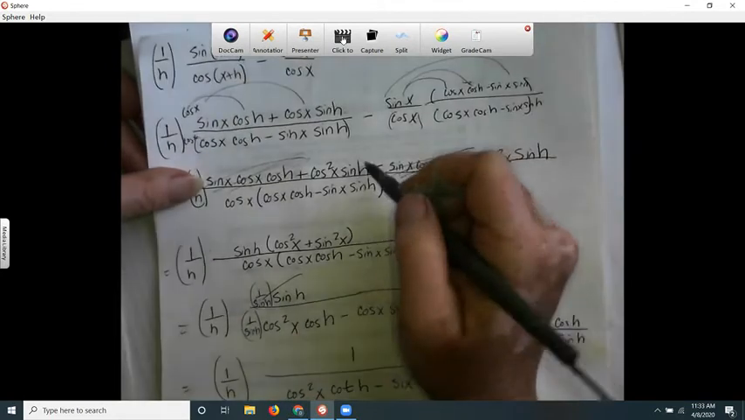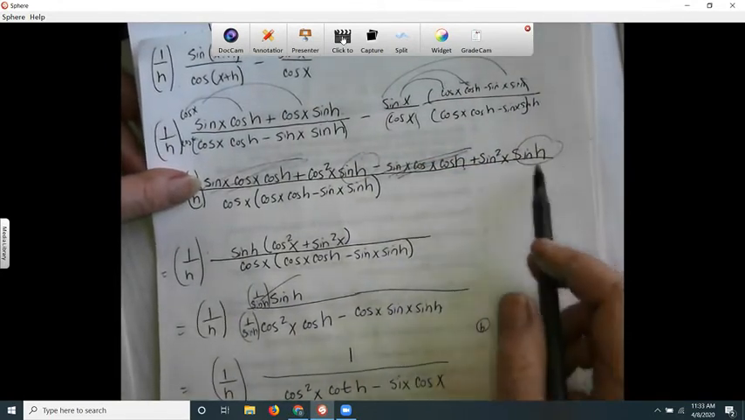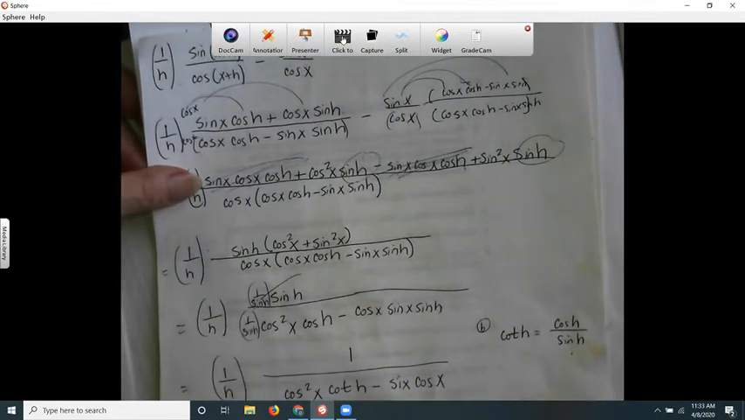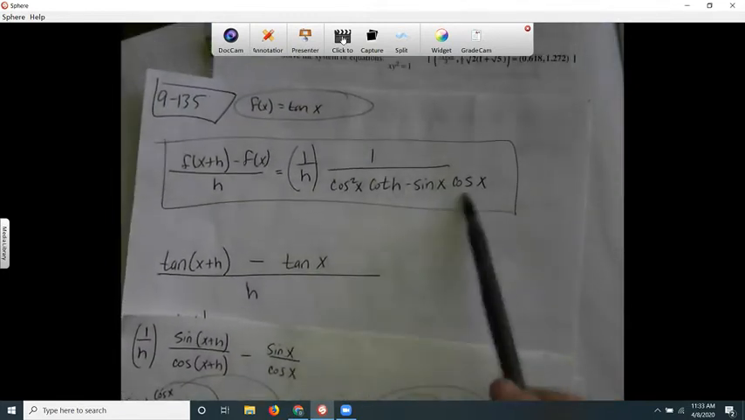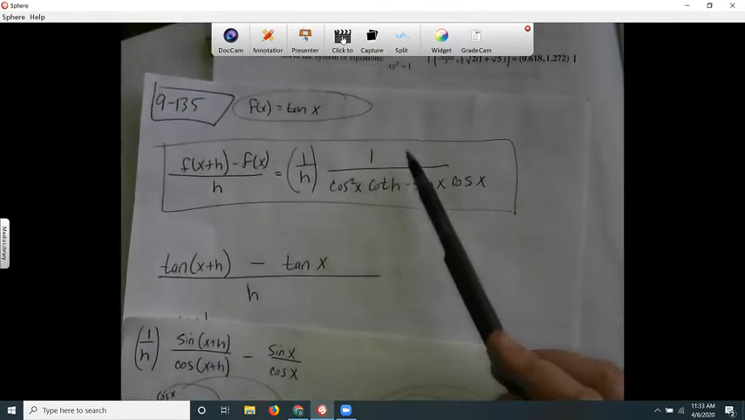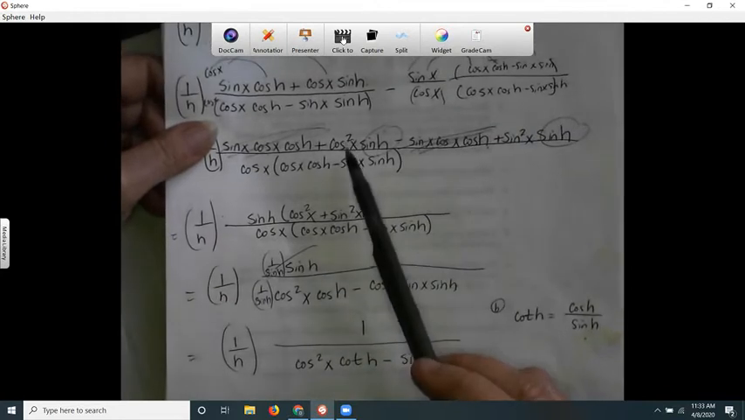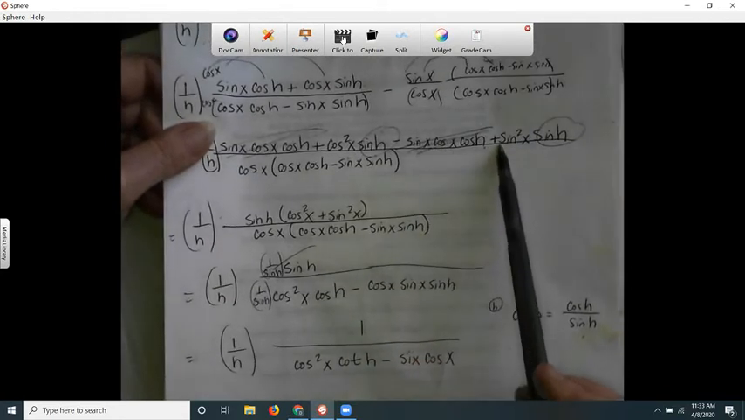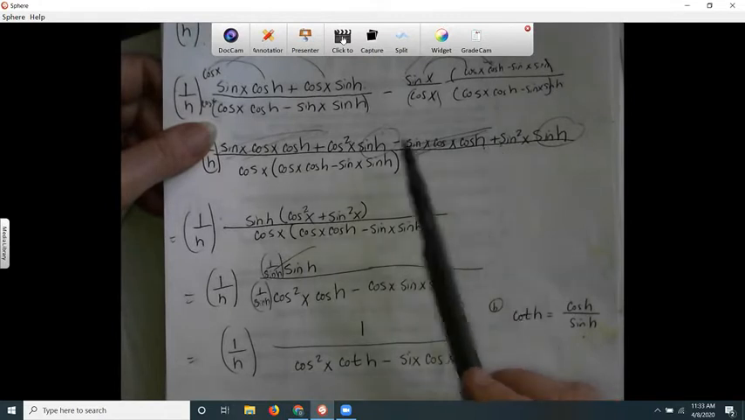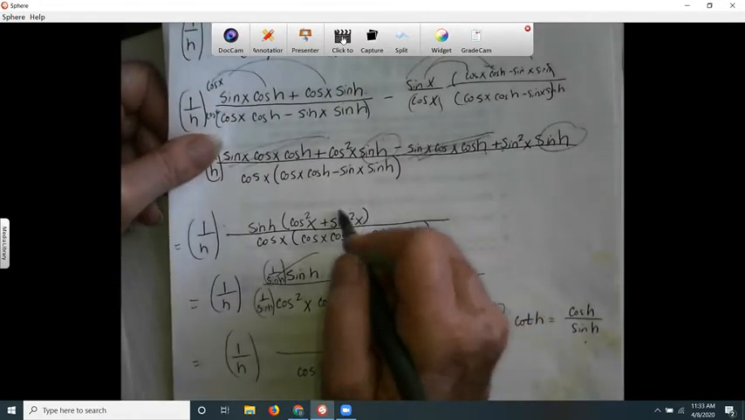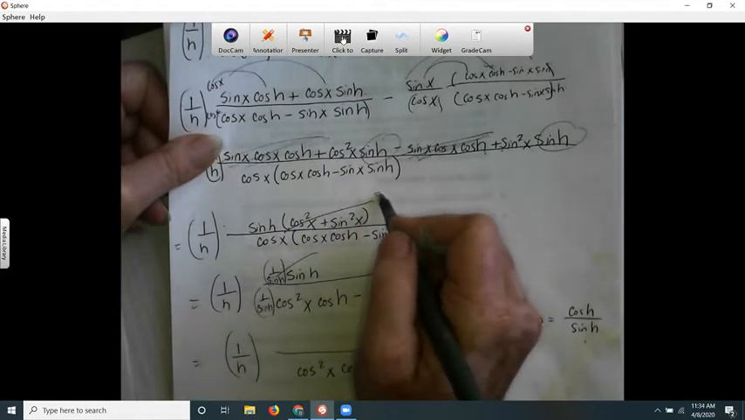And I noticed that these two both have a sine h as a common factor, so I factored it out. And why did I do that? Because way back here, I knew I had to get a 1 up there somehow. I'm trying to end up with a 1 up there. So I know cosine squared x plus sine squared x is 1, so I was just trying to get that to cancel out. And so that cancels out because that equals 1.